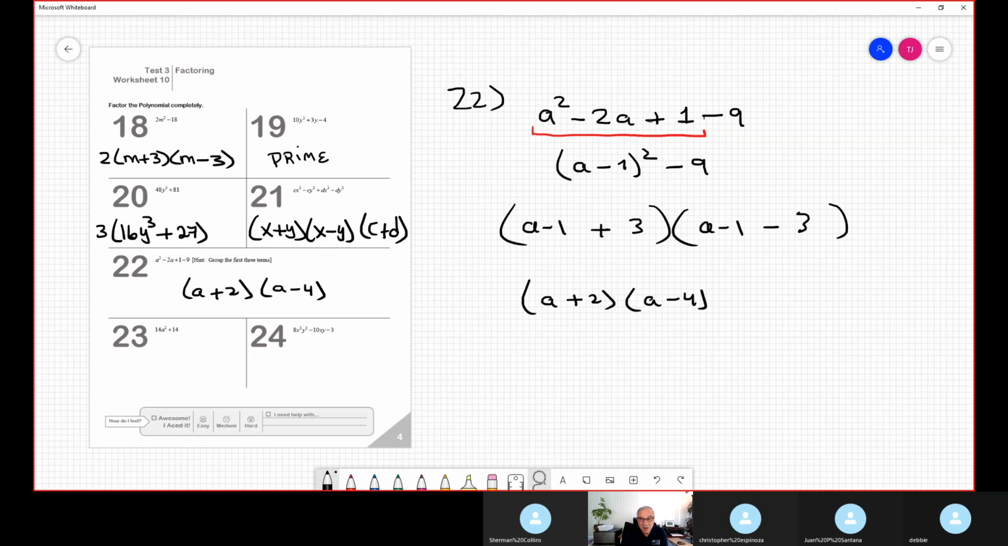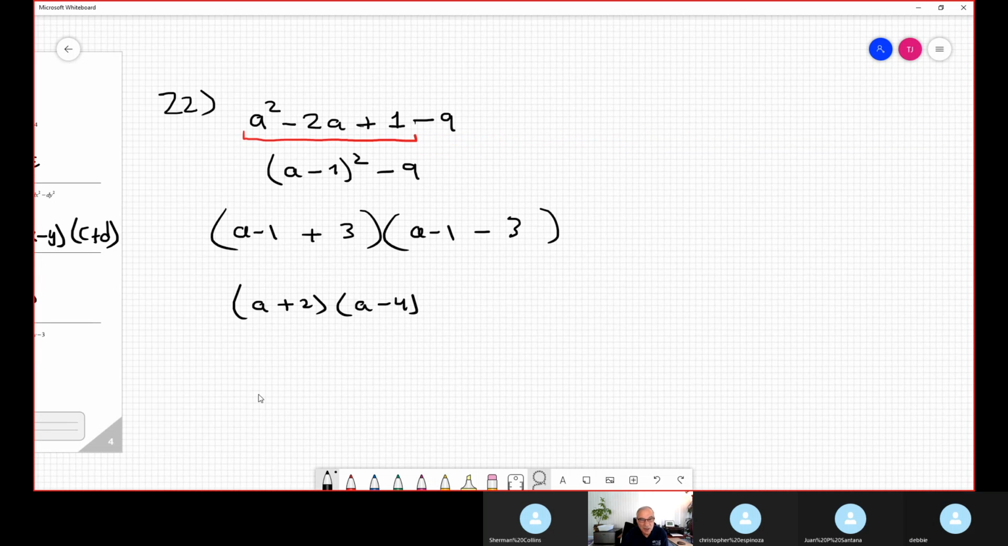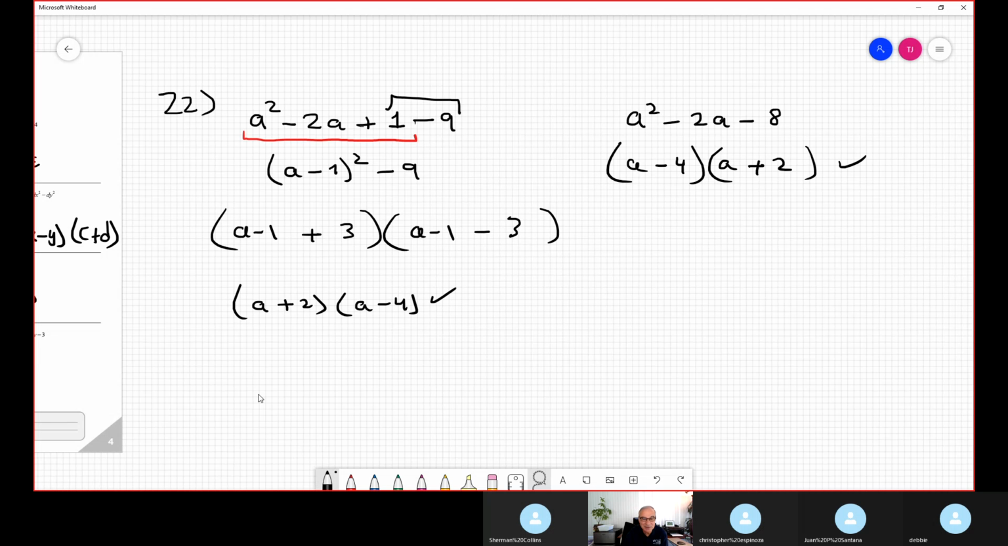This is another way to do this. But in my opinion, the easy way is not this. The easy way is, look. You combine this and this. You have a squared minus 2a minus 8. And now a factorization like a regular trinomial. I put a variable a, and the combination is 4 and 2, because 4 times 2 is 8, 4 minus 2 is 2. What sign? Negative, positive. Boom, and we get exactly the same answer.